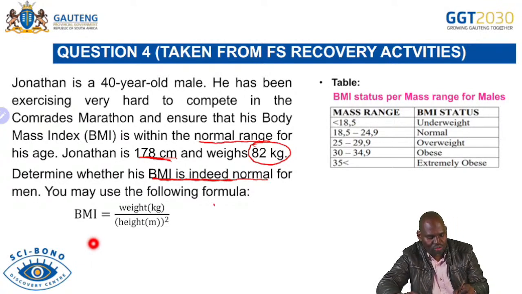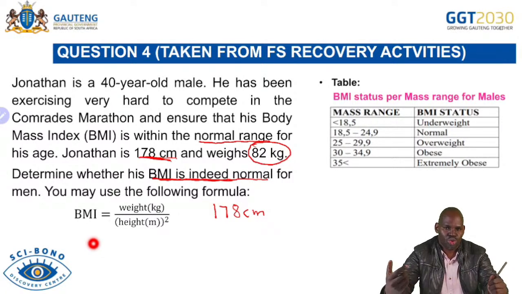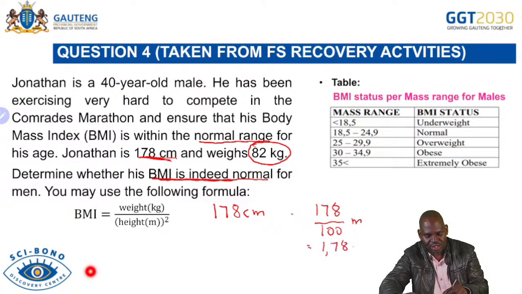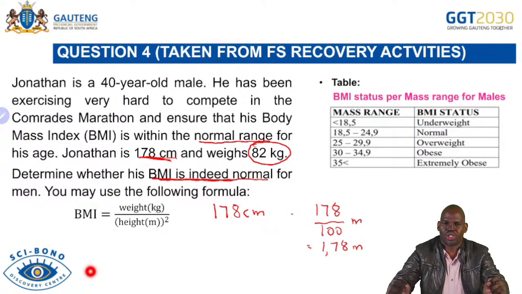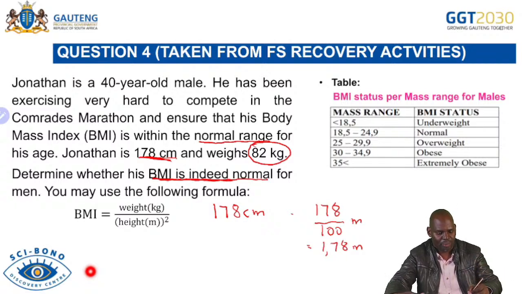So we know about conversion, boys and girls. 178 centimeters, we need to convert it to meters. You should know by now that if we convert from centimeters to meters, we divide by 100. So if we take that 178 and divide it by 100, it becomes meters, and this will give us 1.78. We cannot substitute 178 because the 178 is in centimeters. We have to convert it according to the formula. Right.